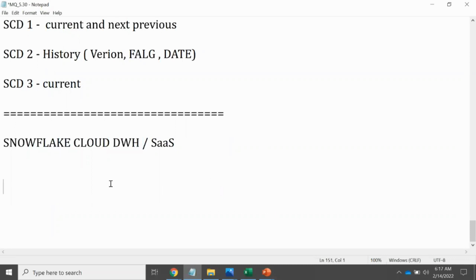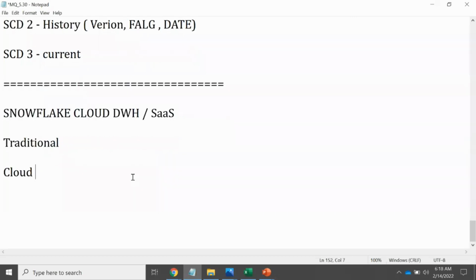Coming to Snowflake, the terminology they are using is cloud, and we will discuss that. What is the difference between traditional and cloud? We have the traditional approach, which we used to call on premises, and then the cloud. I'll tell you what that means. These are the two terminologies we have nowadays. Every organization, every technology is moving to the cloud instead of the traditional approach.